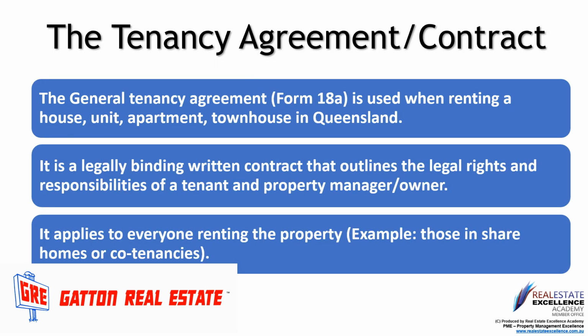The Form 18A is a legally binding contract between yourself and the property owner. Our agency manages the property on behalf of the lessor. The General Tenancy Agreement is used when renting a house, unit, apartment or townhouse in Queensland. And as stated, it's a legally binding written contract, and it outlines the legal rights and responsibilities of a tenant and the property owner and our agency on behalf of the owner.